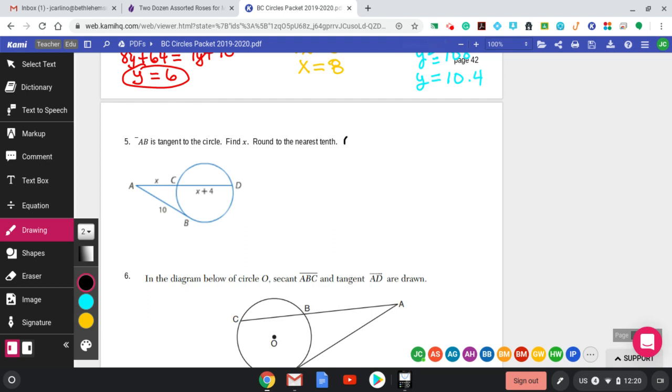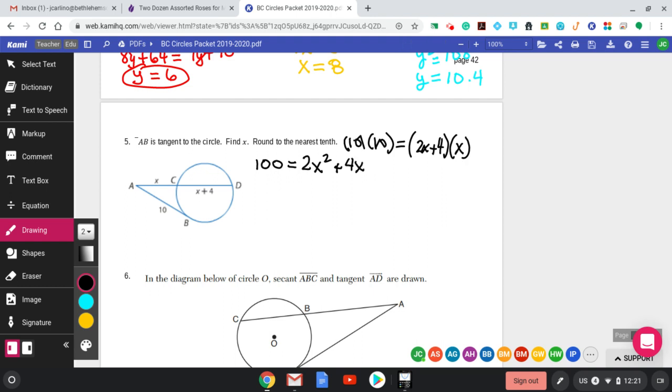I got 10 times 10, the tangent, equals, what's the whole secant? Take a look, what's the whole secant? 2x plus 4 times the external part, which is x. All right, let's clean this up. I have 100 equals 2x squared plus 4x.